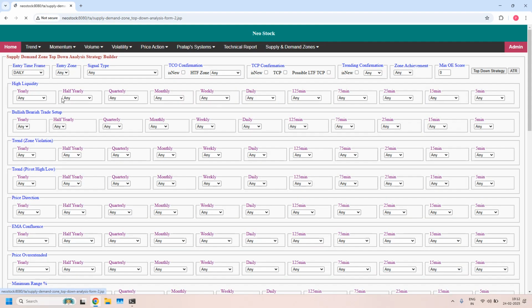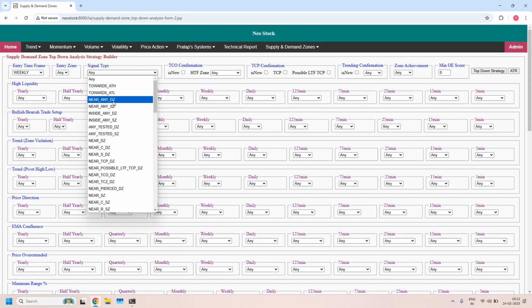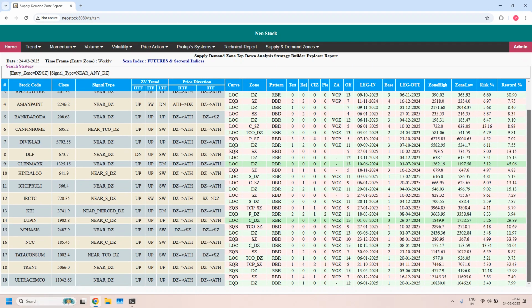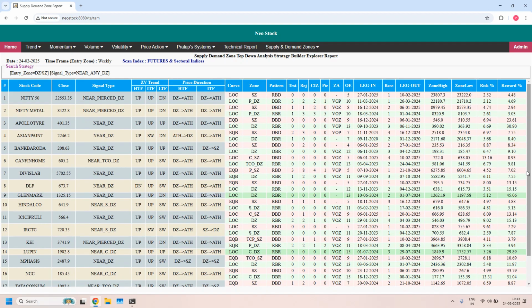Next time frame is weekly. Stocks near weekly demand zone. So total 19 stocks are filtered. First 16 stocks on the list.